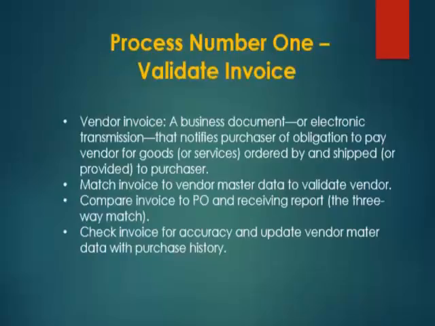Process number 1, validate the invoice. The vendor invoice is a business document or electronic transmission that notifies the purchaser of its obligation to pay the vendor for goods or services ordered by and shipped or provided to the purchaser. Be sure to match the invoice to vendor master data to validate the vendor. Compare the invoice to the purchase order and the receiving report, the three-way match. Check the invoice for accuracy and update the vendor master data with purchase history.